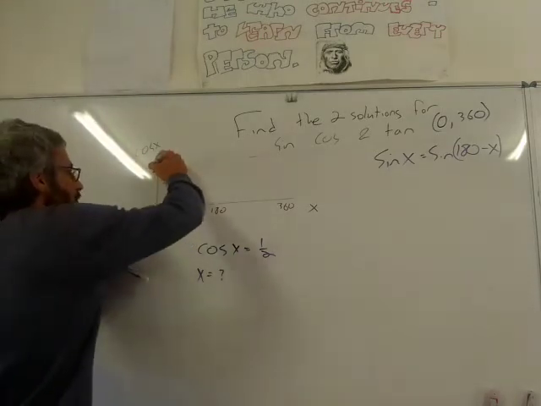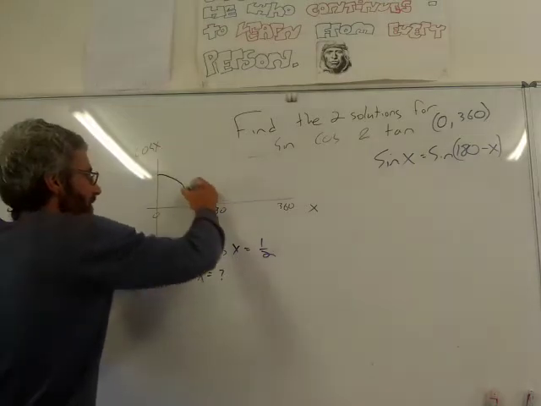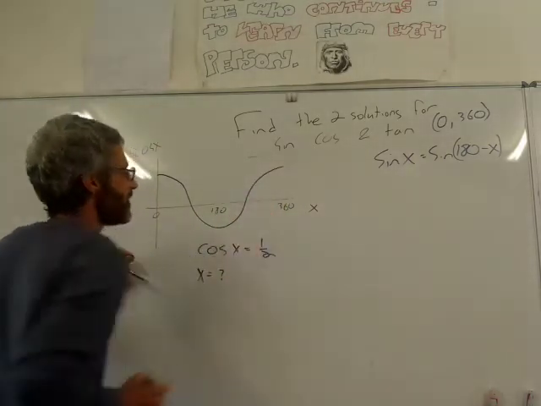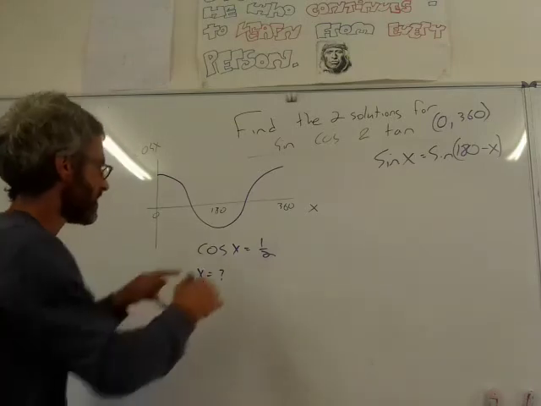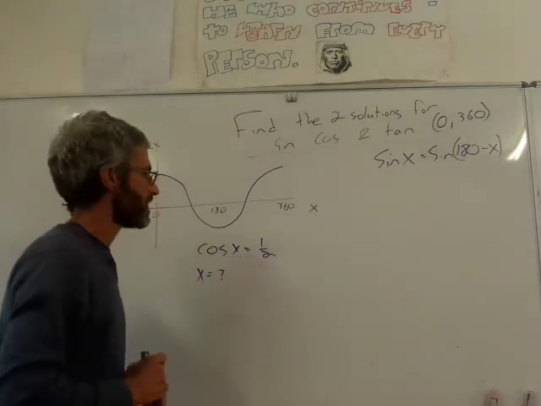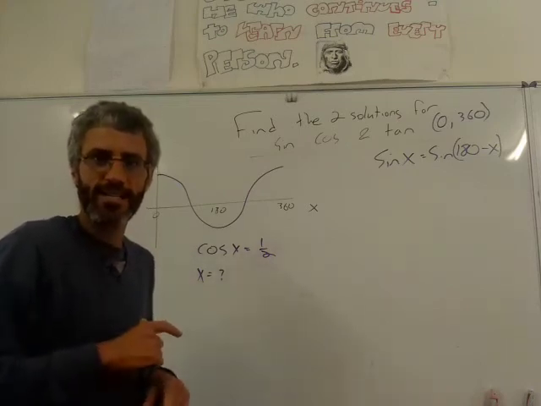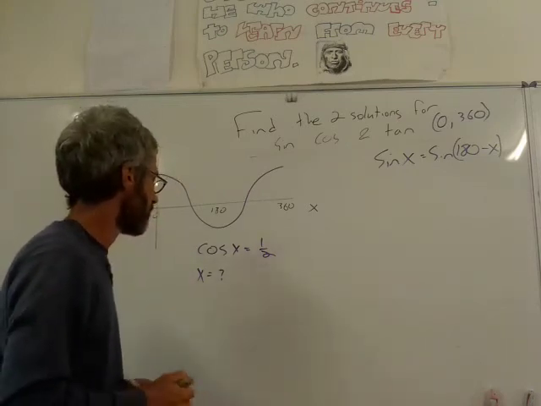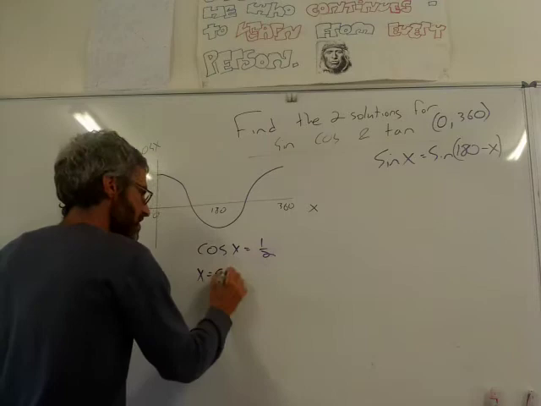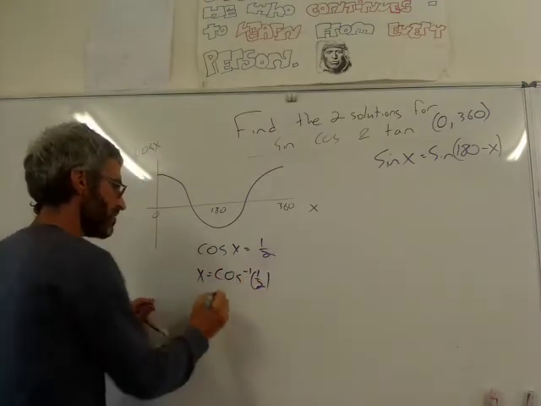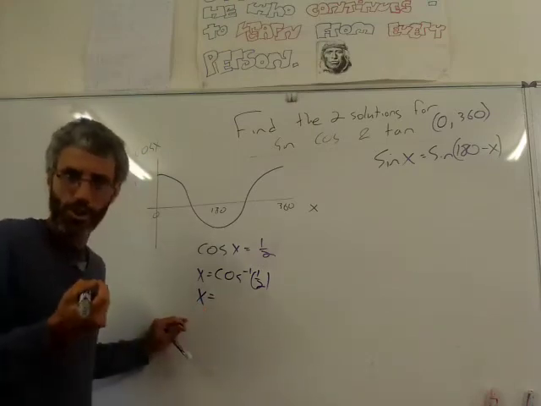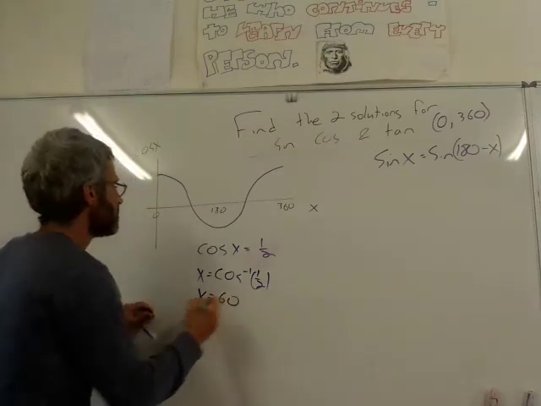The graph of cosine would look like this. So it's still a wave, but it's starting in a different place. Now let's have a look at this equation. Cosine x equal half. Before we had sine x equal half, now we have cosine x equal half. You don't really need the calculator for that, because it's a special angle, you can figure out that x equals 60.